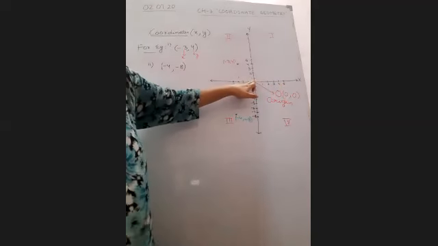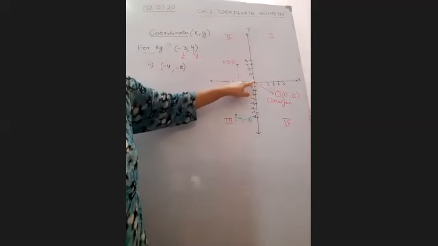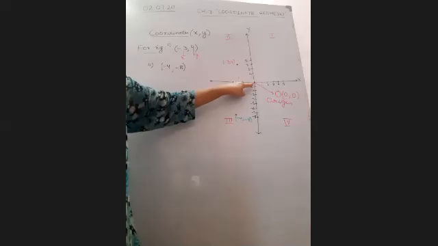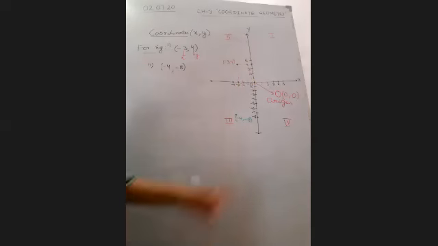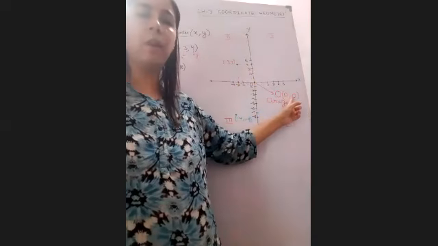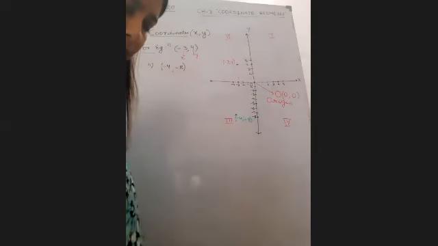The value of x at this point is 0. And the value of y also at this point is 0. So this is given by 0, 0. Clear, children? So the point where the two axes intersect is called origin.